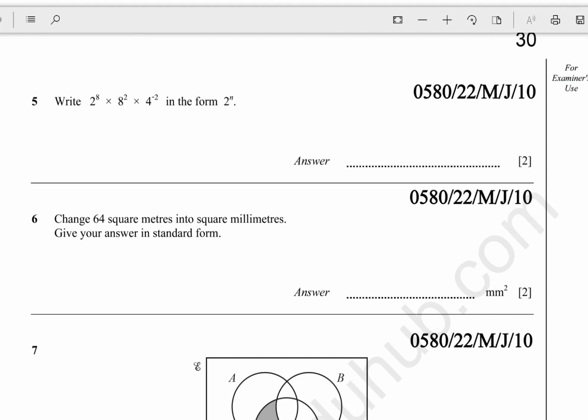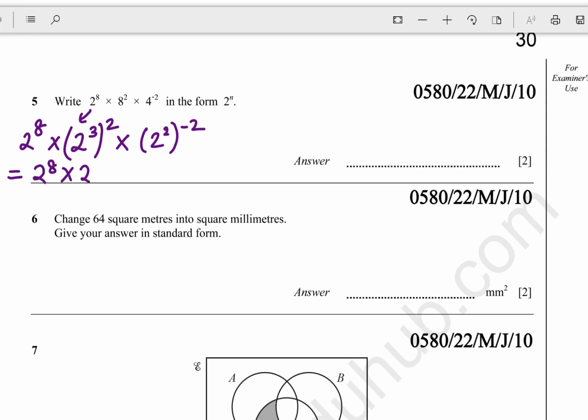So the first, 2 raised to 8, we need not change, it is already having a base of 2, into 8 square. We need to change that 8 into 2. So 2 raised to 2 is 4, 4 into 2 is 8, so 2 cube. So we can write this as 2 cube square into 4 can be written as 2 square the whole raised to minus 2. So now we get 2 raised to 8 into 2 raised to 6 into 2 raised to minus 4.